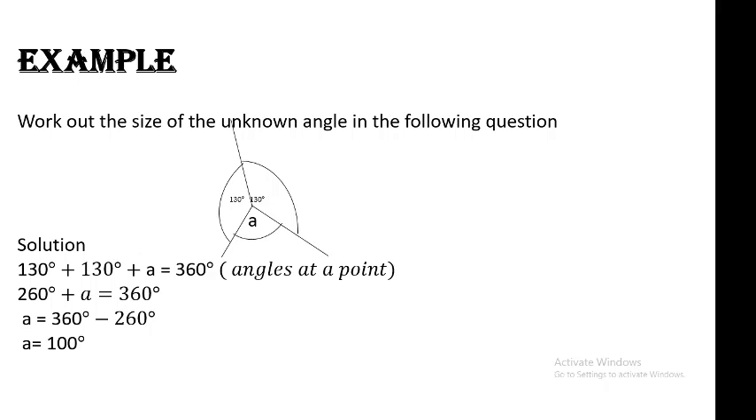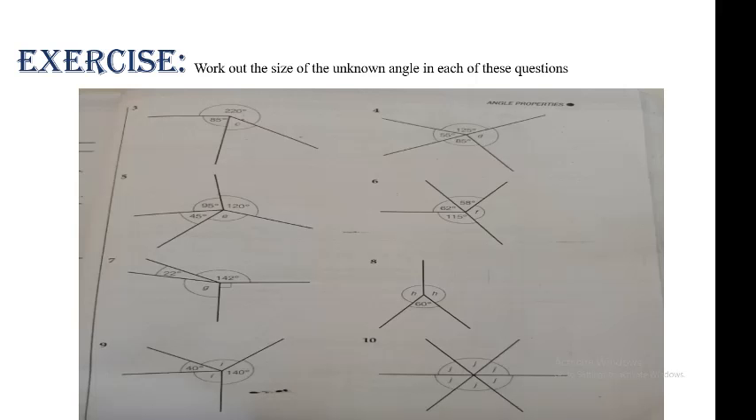So for us to find the value of A, we are going to use inverse operation. On the left hand side, 260 degrees has a positive sign, so when it jumps the equal sign, it becomes negative. That means for us to find the size of the unknown angle represented by A, we are going to subtract 260 degrees from 360 degrees. So the answer is 100 degrees. So 100 degrees is the size of our angle represented by A.